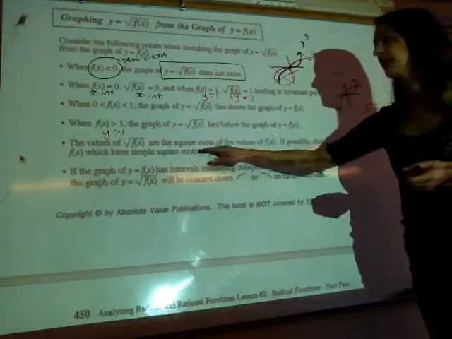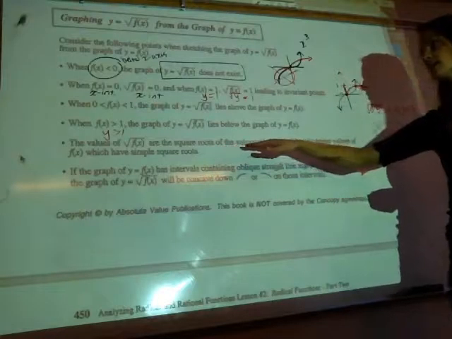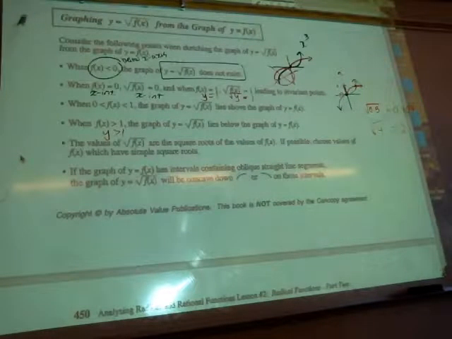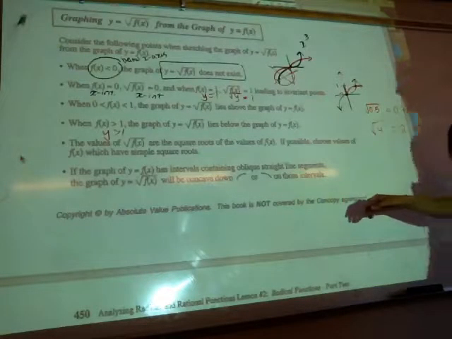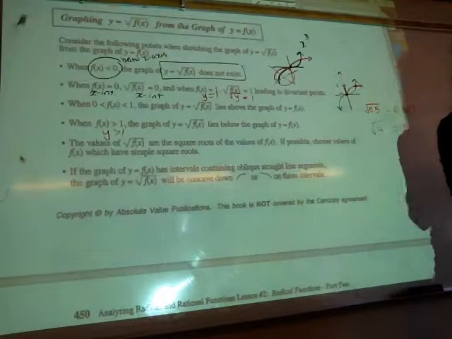Okay, the values of the square root of f of x are the square roots of the values of f of x, and if possible, when you're graphing, you're just going to try and choose obvious points, like the square root of 4, the square root of 9. It's easier to calculate.